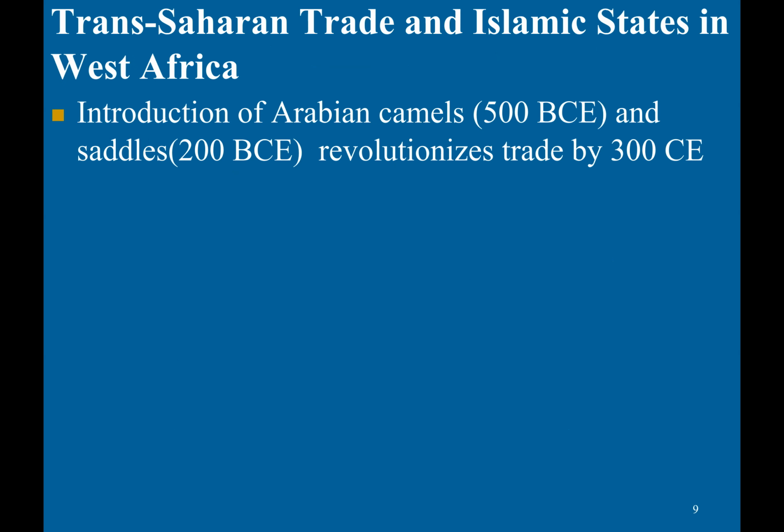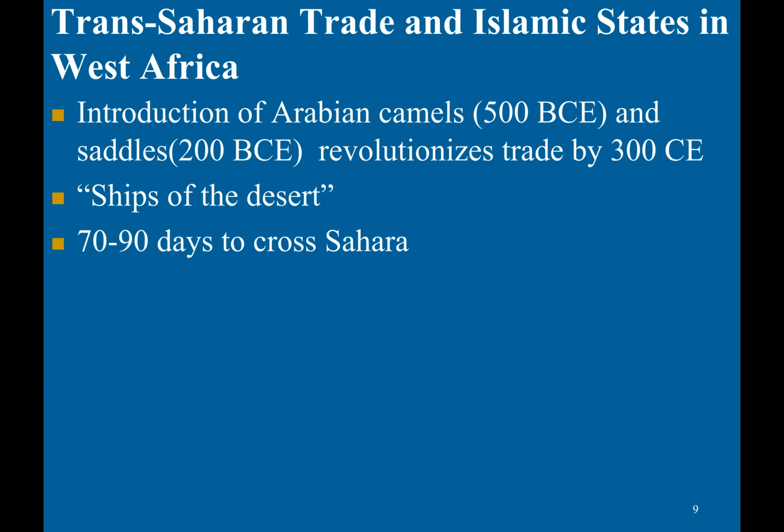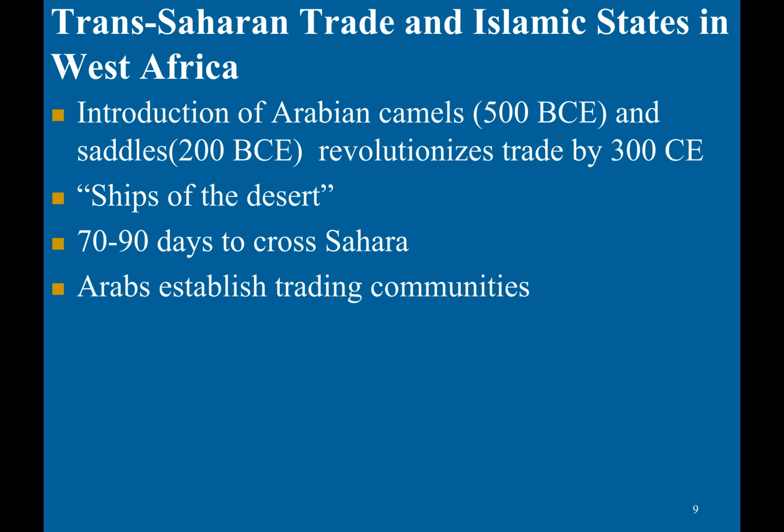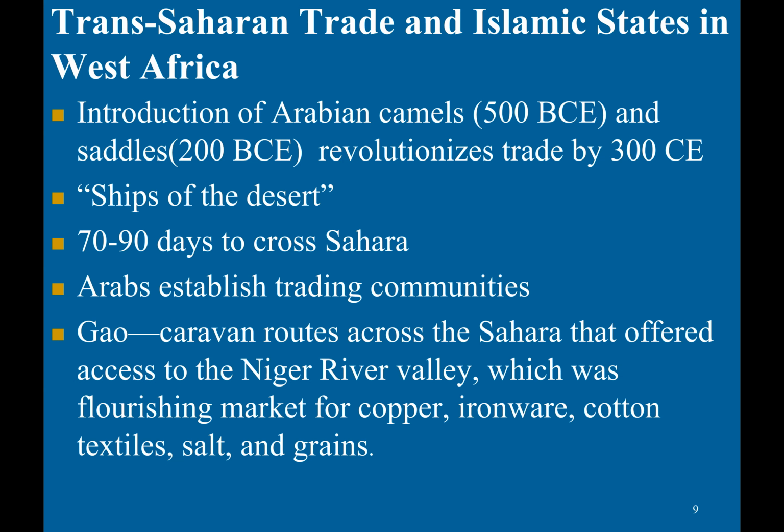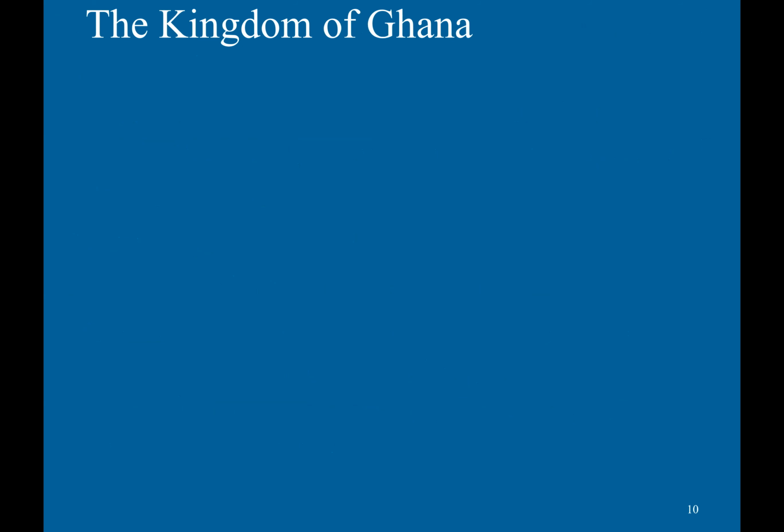The introduction of Arabian camels around 500 BCE and a saddle around 200 BCE revolutionized trade by 300 CE. They are essentially ships of the desert, allowing you to cross the Sahara Desert within 70 to 90 days. Arabs established trading communities along the caravan routes, and these routes across the Sahara offered access to the Niger River Valley, which had flourishing markets for copper, ironware, cotton, textiles, salt, and grains.